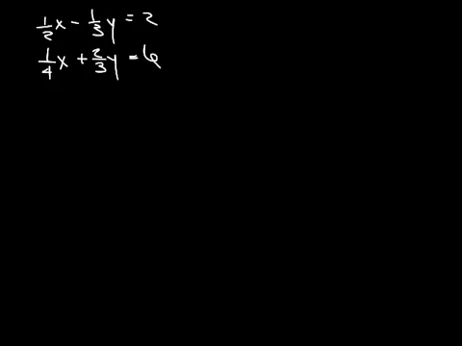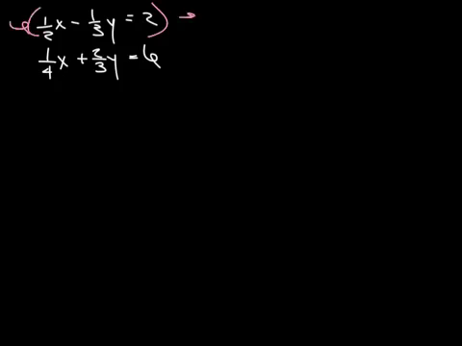So example 6, we have 1/2 x minus 1/3 y equals 2, and 1/4 x plus 2/3 y equals 6. Now, I don't know about you, but I hate working with fractions. So if you remember, we look at our common denominator. This one is 6, so we're going to multiply the entire thing by 6.